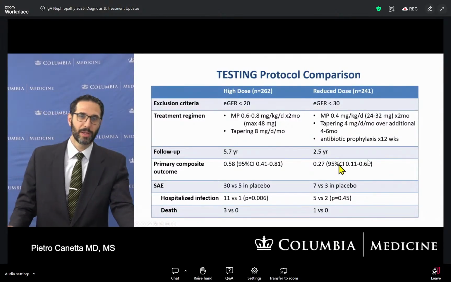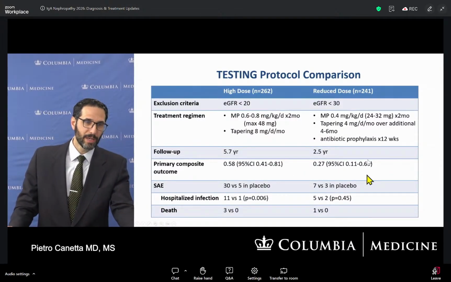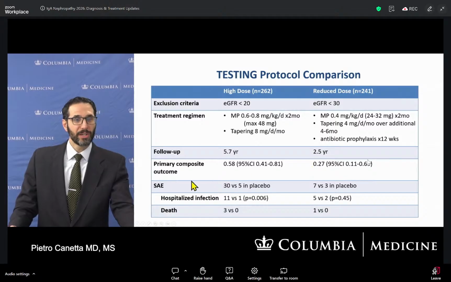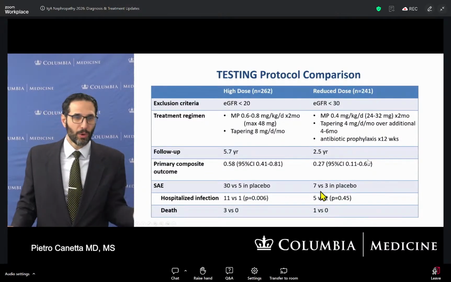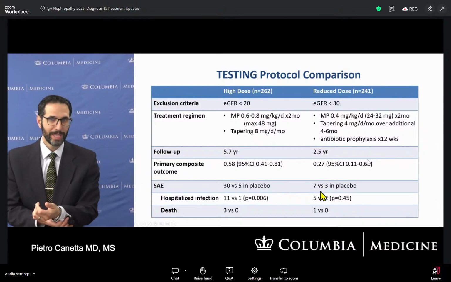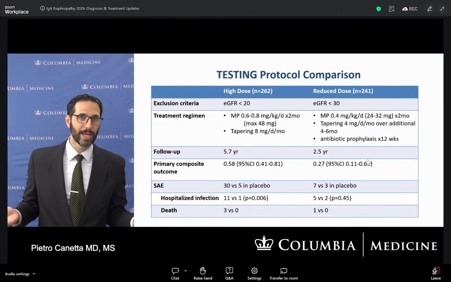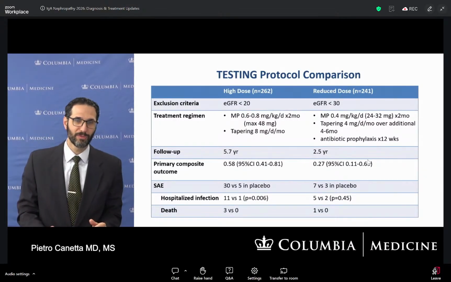And if you look at the primary outcome, if anything, the reduced dose was even in greater direction of benefit. Of course, there's a lot of overlap of the confidence intervals here. But the serious adverse events went down in the reduced dose group. So there were still more serious adverse events, and far be it from me to claim that you can give steroids without risk. You cannot. There will always be some risk.